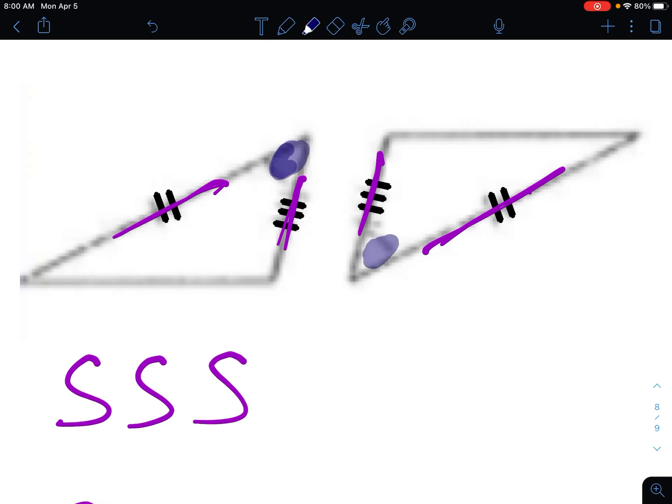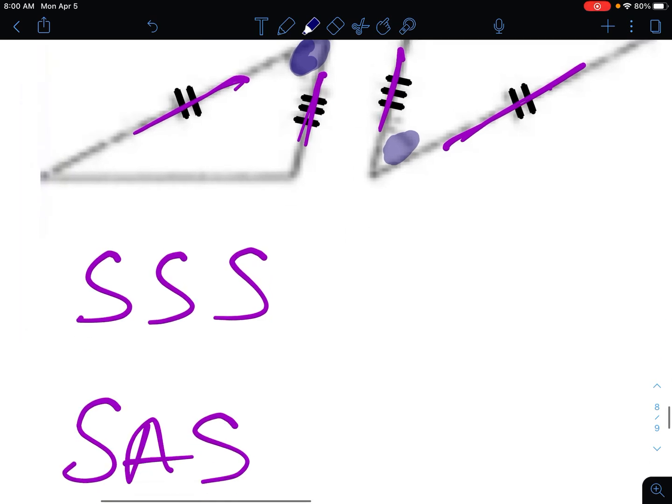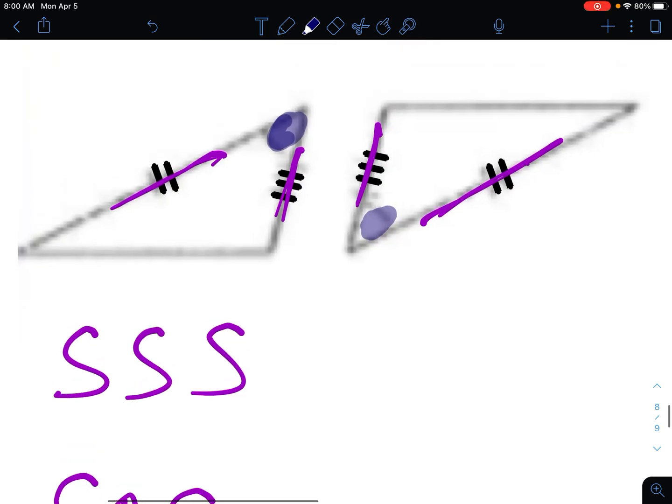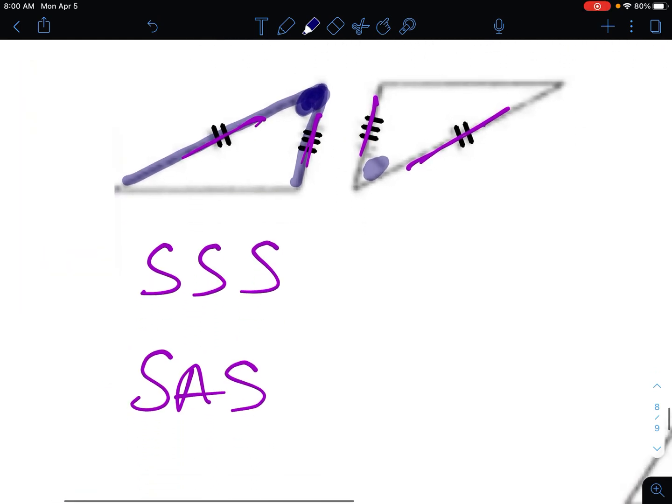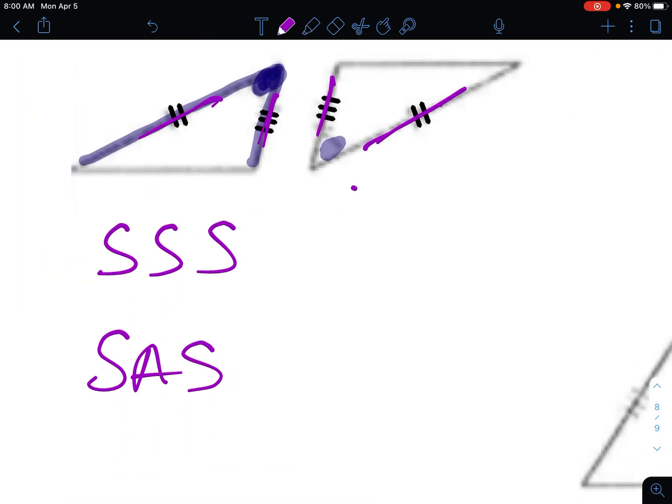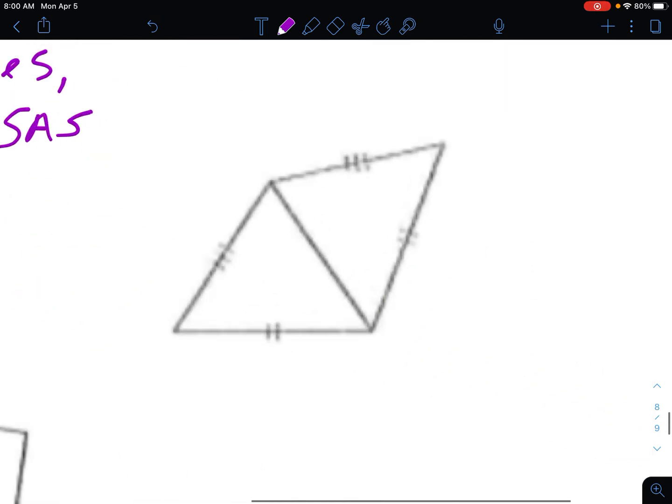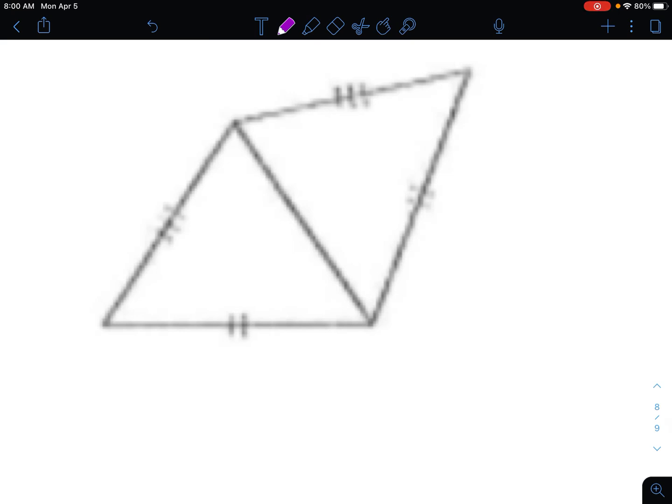However, they give me a congruent angle. So is that angle the included angle in the middle? Again, there's side, angle in the middle, side. Yes. Side, angle, side.